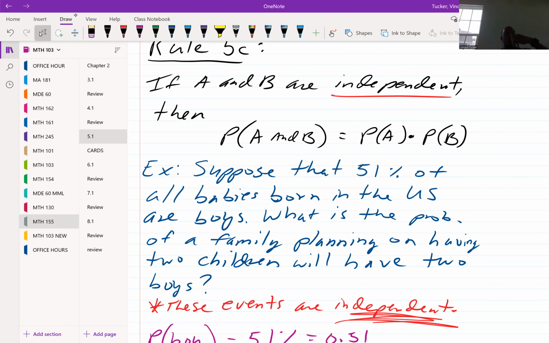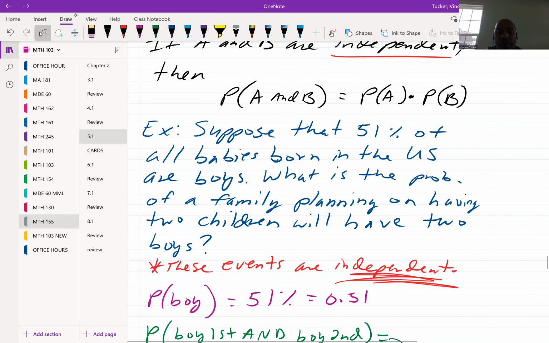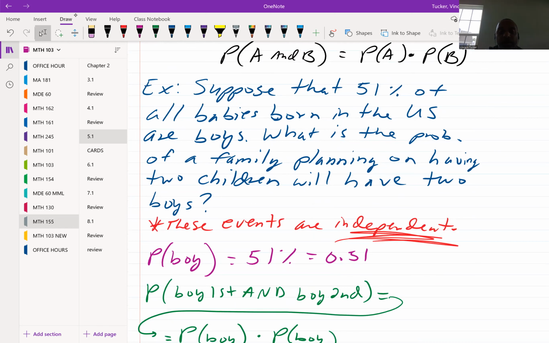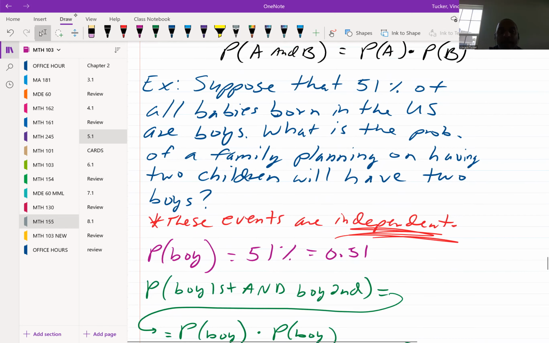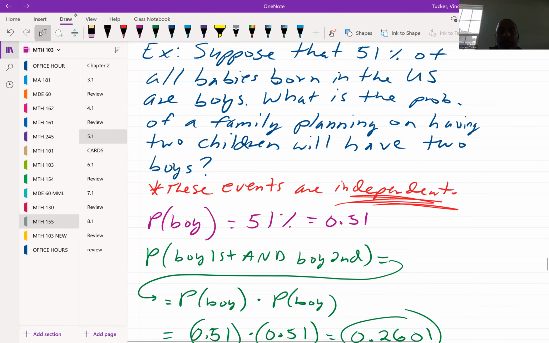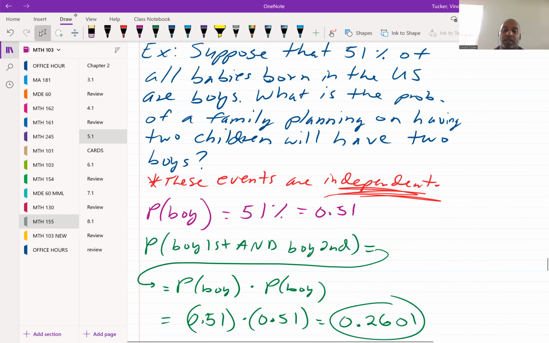All right. So we want to know the probability of having two boys. These events are independent. So having a boy the first time does not affect you having a boy the second time, or vice versa. So the probability of getting a boy is 51%, according to what we have right here. So if you're talking about the probability of getting a boy first and a boy second, I'm going to take those two probabilities and multiply them together. So 0.51 times 0.51 is 0.2601.